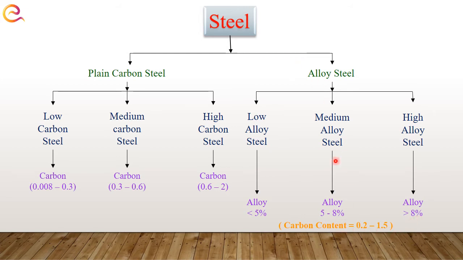And in alloy steel, the permissibility of carbon is 0.2% to 1.5%. In today's session, we are going to study this plain carbon steel and its classification.